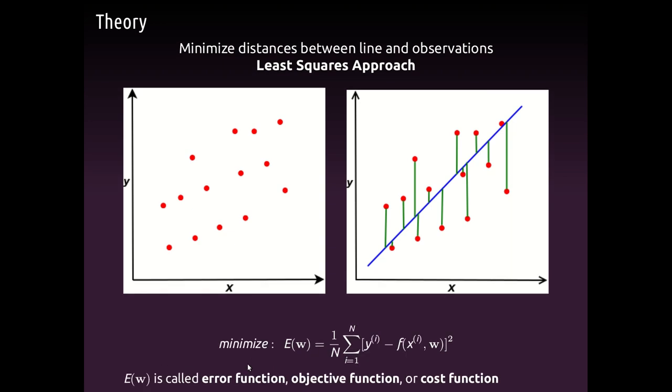E of w has multiple names that you can find in literature. Sometimes it's called error function or objective function, some other times it's called cost function. So it has a very large list of names, but it always has the same idea behind it. And in our case, we used this particular formula for the error function, which is called the mean square error, or MSE. It's very simple to understand.